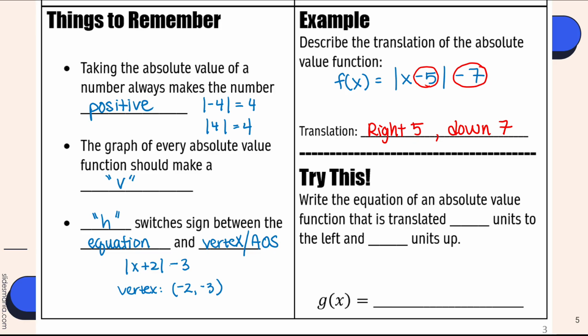Doing it in the reverse, we can actually know a translation and write the equation. If I said that a function has been translated 5 units to the left and 11 units up, well, I would want the absolute value with the x on the inside. 5 units to the left would mean it's actually going in a negative direction, so I would need this to be a positive 5. And if it's going 11 units up, that means I need a plus 11 on the outside.